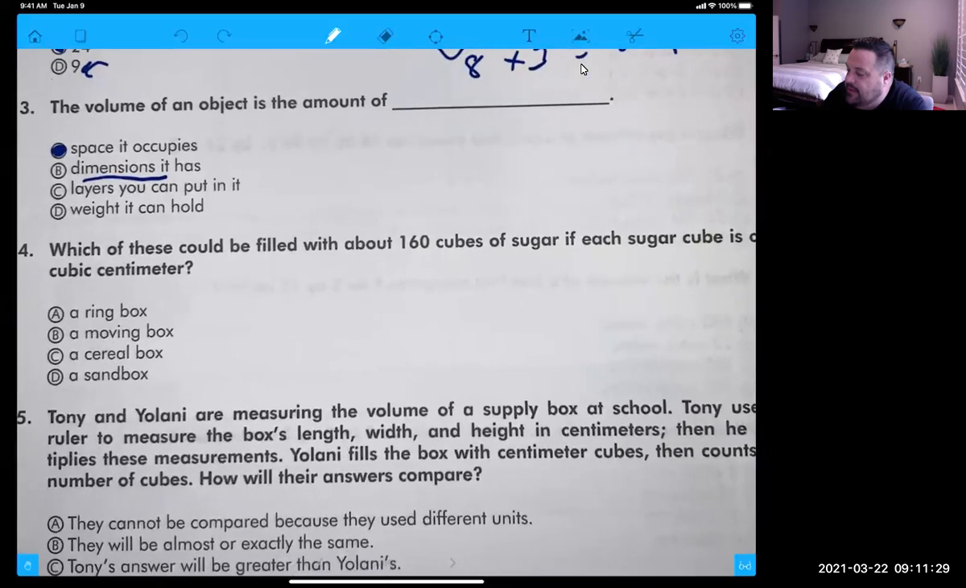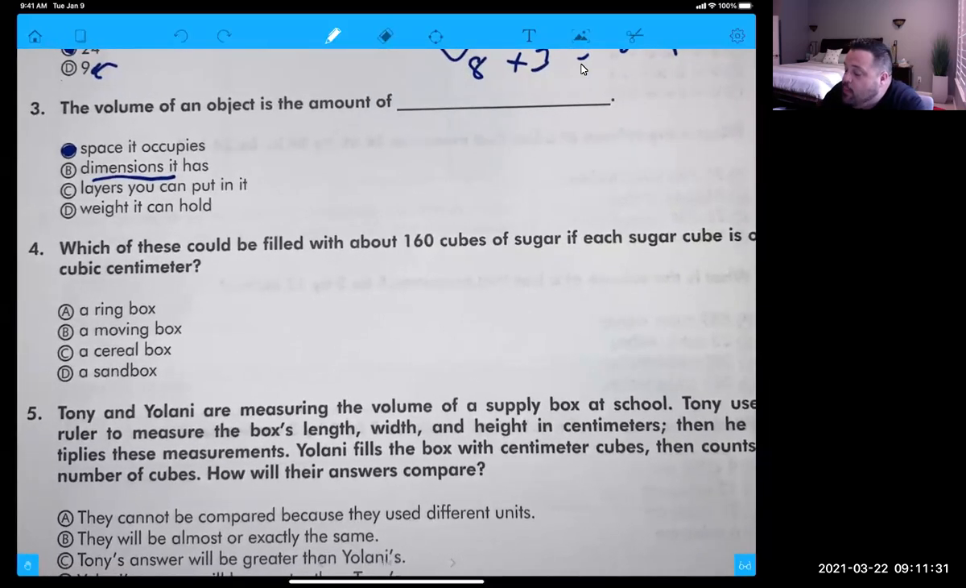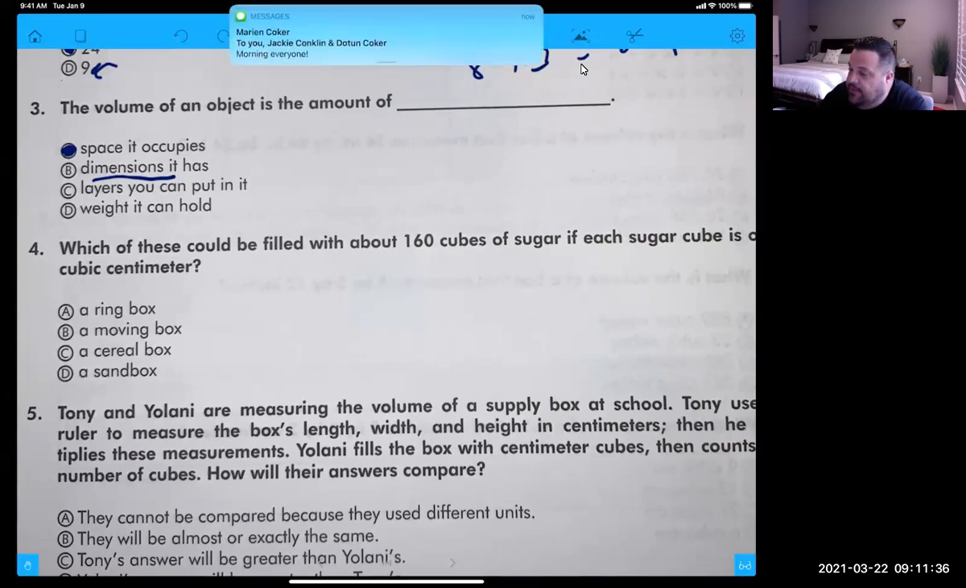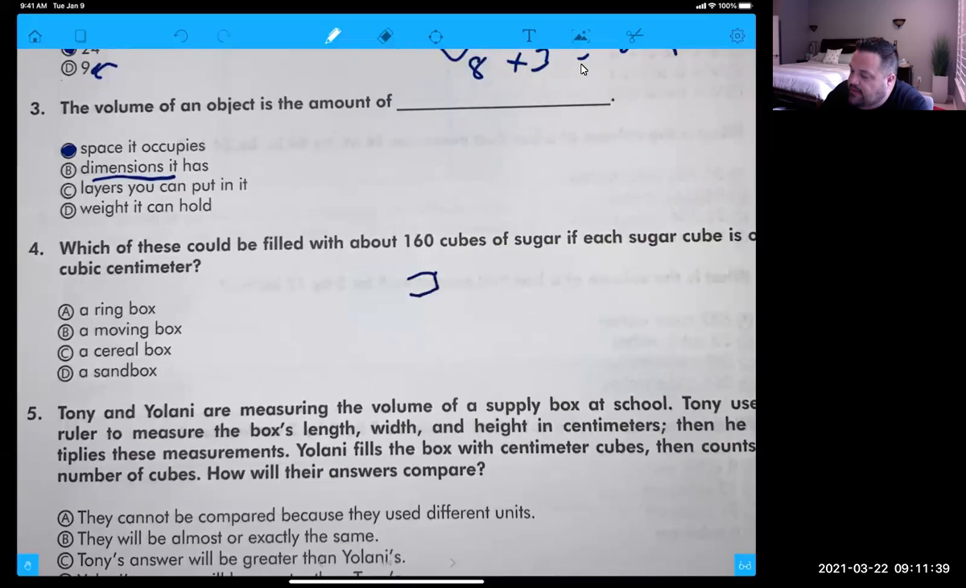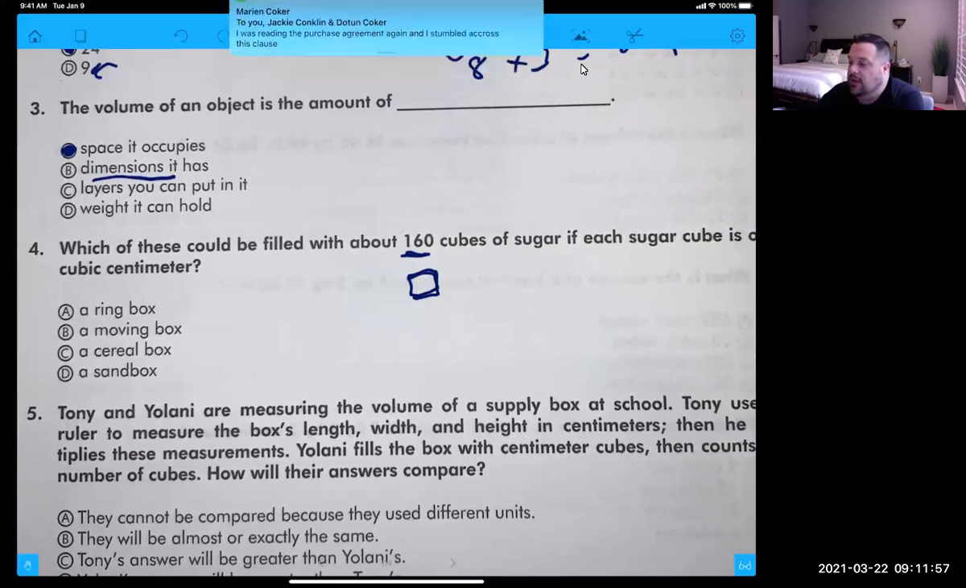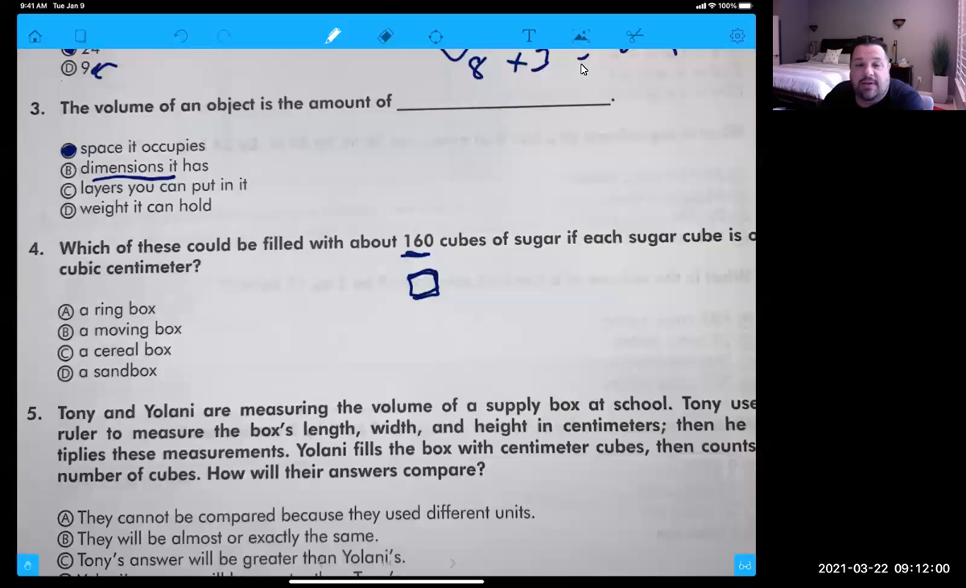Okay, so number 4 is about making an estimate, right? You know, a centimeter is small. So 1 cubic centimeter would be something kind of like the shape of like a dice, something like that. So we want to know which one of these kind of boxes would hold 160 of these. So you have to kind of use your common sense here, right? Well, a ring box is like a real little box that a ring comes in with the lid on it. Would 160 of those fit in a ring box? Probably not, right? And they want it to be filled up all the way.